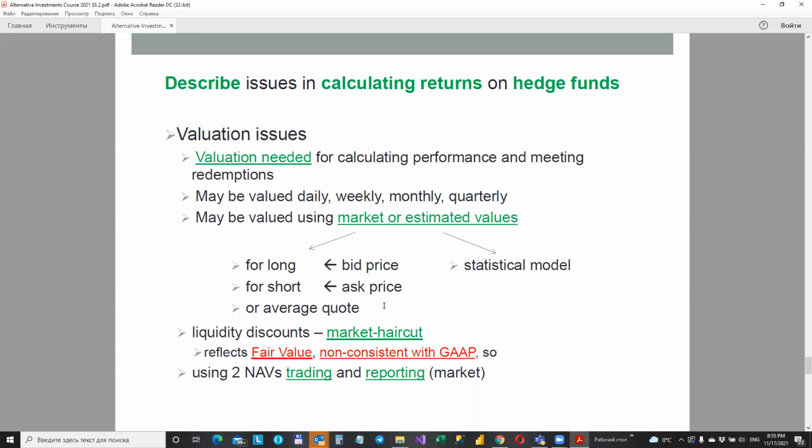The valuation may use market values or estimated values of the underlying positions. When market prices or quotes are used for valuation, funds may differ in which price or quote they use: bid price, ask price, average quote, or median quote. The common practice is to use an average of the bid and ask price. A more conservative and theoretically more accurate approach is to use bid prices for long positions and ask prices for short positions, because these are more realistic prices at which the positions could be closed.